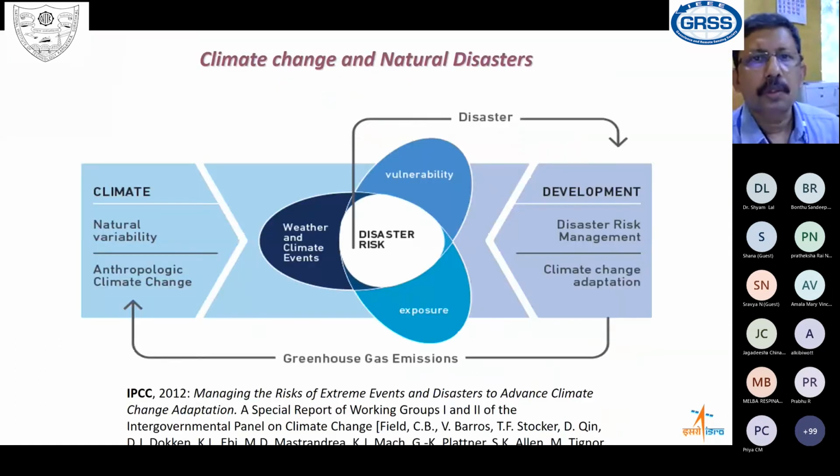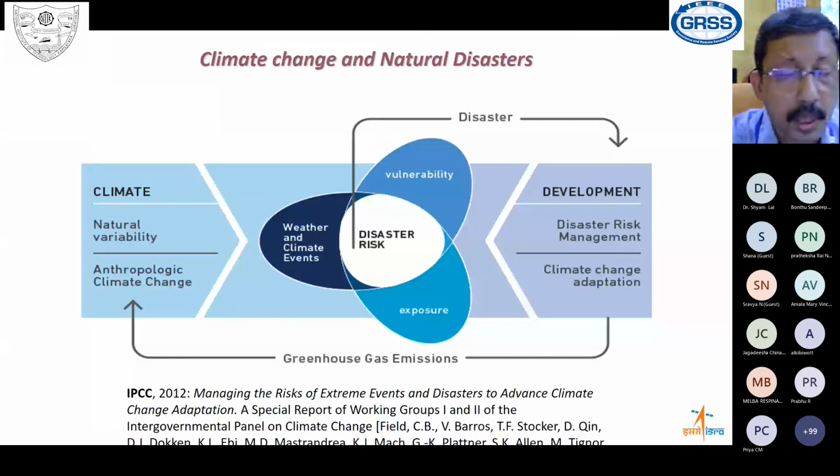So when we talk about another aspect which actually influences natural disasters, it's climate change. And it's basically the weather and climate events and the vulnerability and exposure as a result of this to the society and the community, which influences the disaster risk. And this disaster risk basically is associated with development. So which actually identifies the disaster risk management through climate change adaptation.